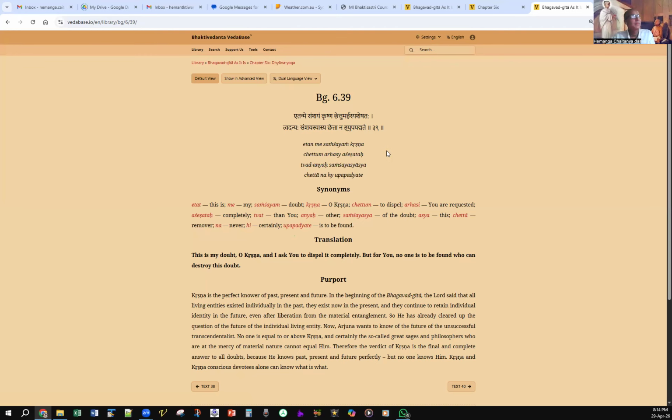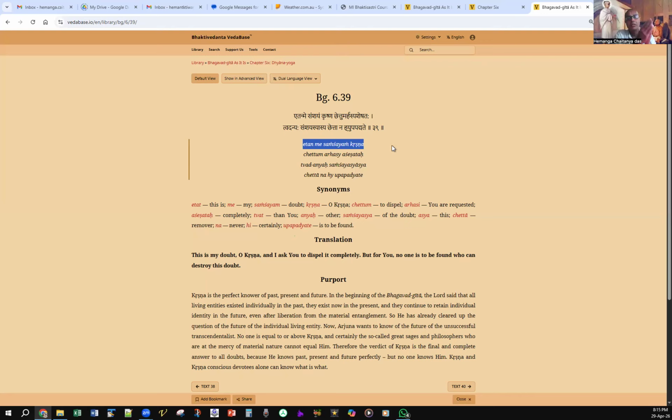That's very good. So it's very simple, Prabhu. And again, it takes practice. I'm also making many, many mistakes. Etan me sanshayam Krishna chetum arhasi asheshataha. Tvad anya sanshayasya chetta na hi upapadyate. It's very clear. So now Arjuna is saying sanshay. Sanshay means doubt. Me, etan, this. This is my doubt, hey Krishna.